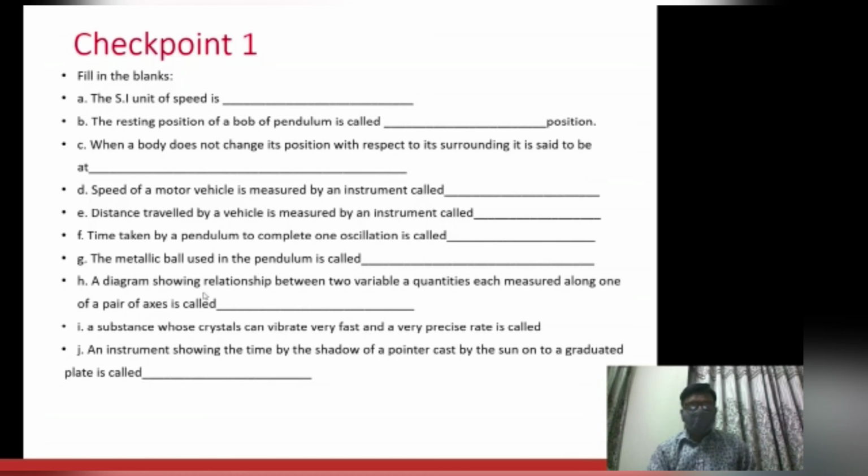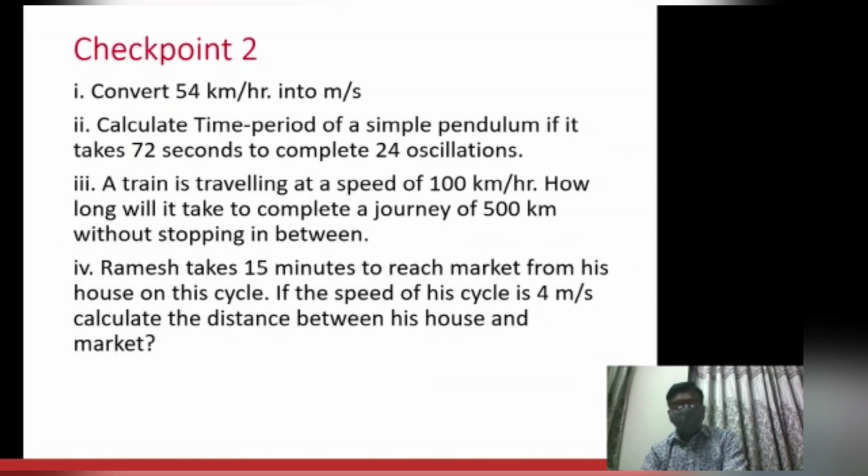A diagram showing the relationship between two variable quantities, each measured along a pair of axes, is called a distance time graph. A substance whose crystal can vibrate at a precise rate is called atomic crystals. And you can do this checkpoint. At home you can convert 50 km per hour to meter per second. I have given you this PPT also, so you will solve these questions.